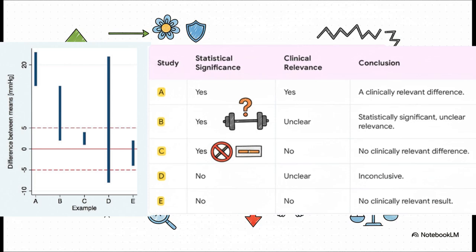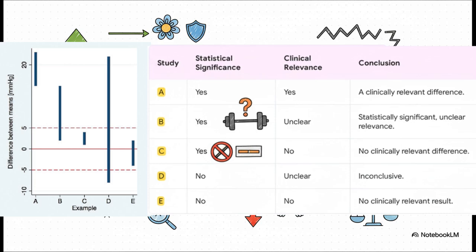Let's imagine we decided beforehand that a 5 mmHg drop in blood pressure is the minimum we care about. In study A, it's a home run. The result is significant, and the entire confidence interval is beyond our 5 mmHg line. It's a clinically relevant difference. In study B, it's significant, but the confidence interval crosses into that trivial zone. We know there's an effect, but we can't be sure it's big enough to matter.